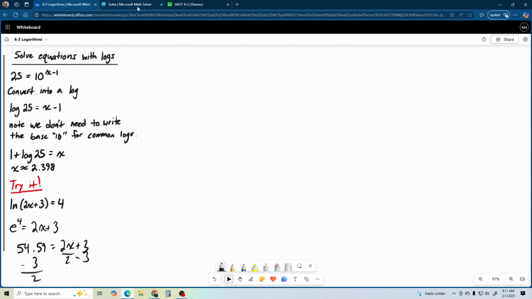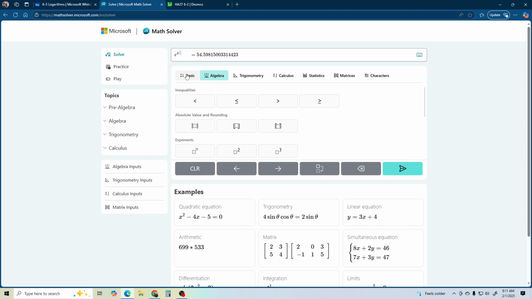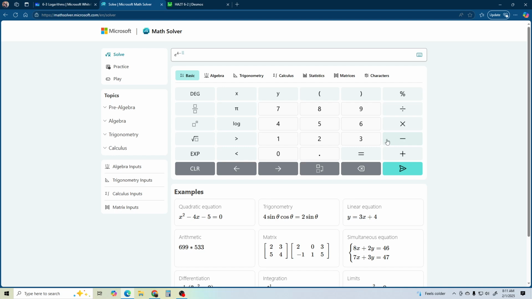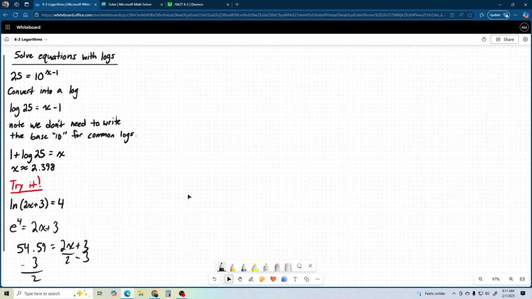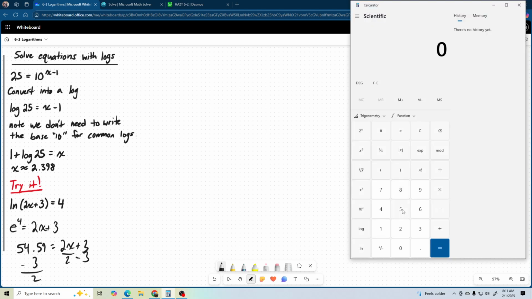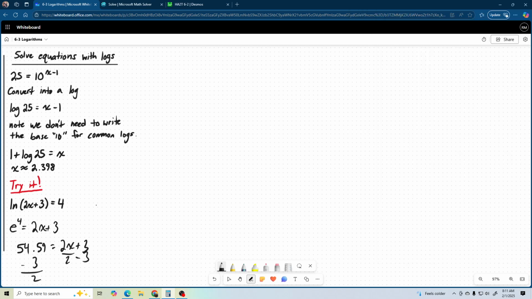So 54.59 minus 3. Oh, I tried to do it again. All right. The calculator is being annoying for me, so hopefully we can figure this out from here. Let's just go back to the old-fashioned calculator. 54.59 minus 3, 51.59 divided by 2, 25.795. Okay, now I wrote that down for a reason, right?